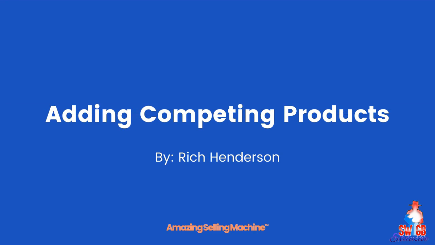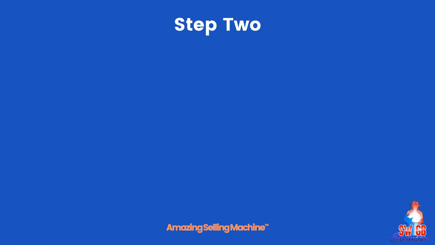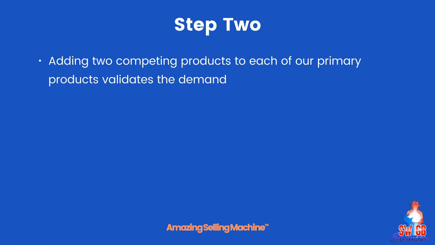Adding competing products. In this lesson, you're going to learn how to add competing products to each of your primary products on your hot opportunity list. Step 2.